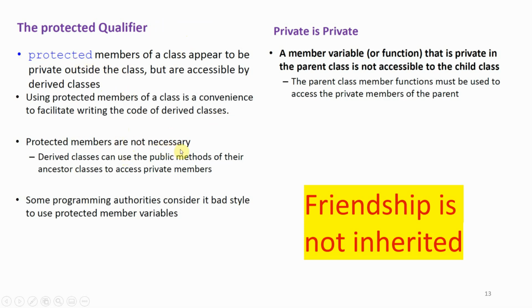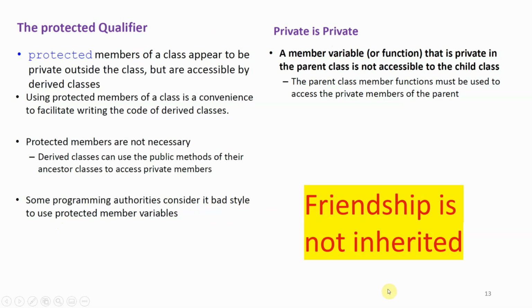Protected members are not necessary. Derived classes can use the public methods of their ancestor classes to access private members. So you don't have to have protected; you can use private and public. If the member variables of the base class are private, then to access them using the derived class, you have to go through the member functions of the base class, which are the getters and setters. Some programmers consider protected a bad style, so they just use private and public.